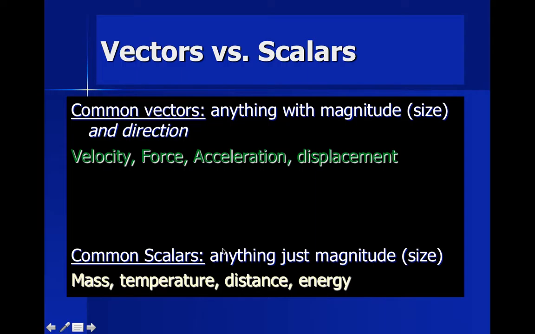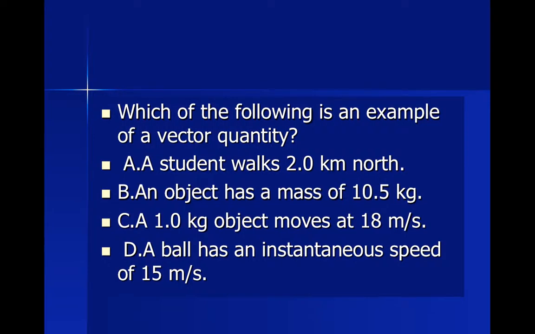Anything that does not need a direction is called a scalar. Common scalars, mass. So the mass, the amount of stuff, does not need a direction. Temperature does not have a direction. Distance, even if you're traveling back and forth, for distance we just add the total. We don't care about direction. And energy does not have a direction associated with it. So these are all common scalars. These are things you should know and remember. So make sure you study these notes.